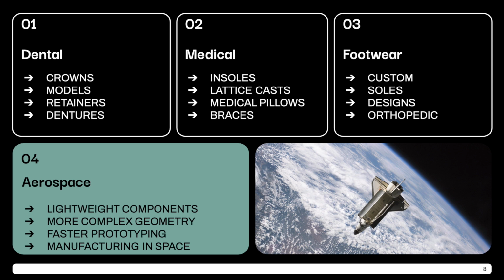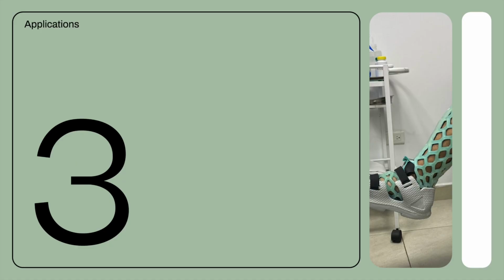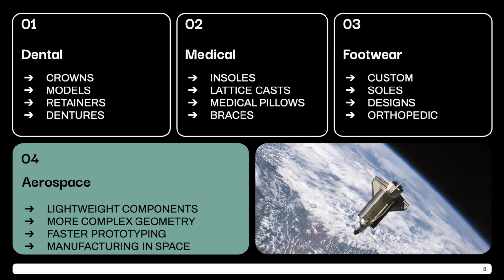It can be used to make insoles, lattice casts, which were shown in this slide before, and are a much more breathable and material effective way of making casts. They can also be used to make medical pillows and braces that can more easily conform to the patient's body. Along the same vein, it can be used for footwear to make custom shoes, custom soles, custom designs, and different orthopedic shoes. There are also many different applications in the aerospace industry.